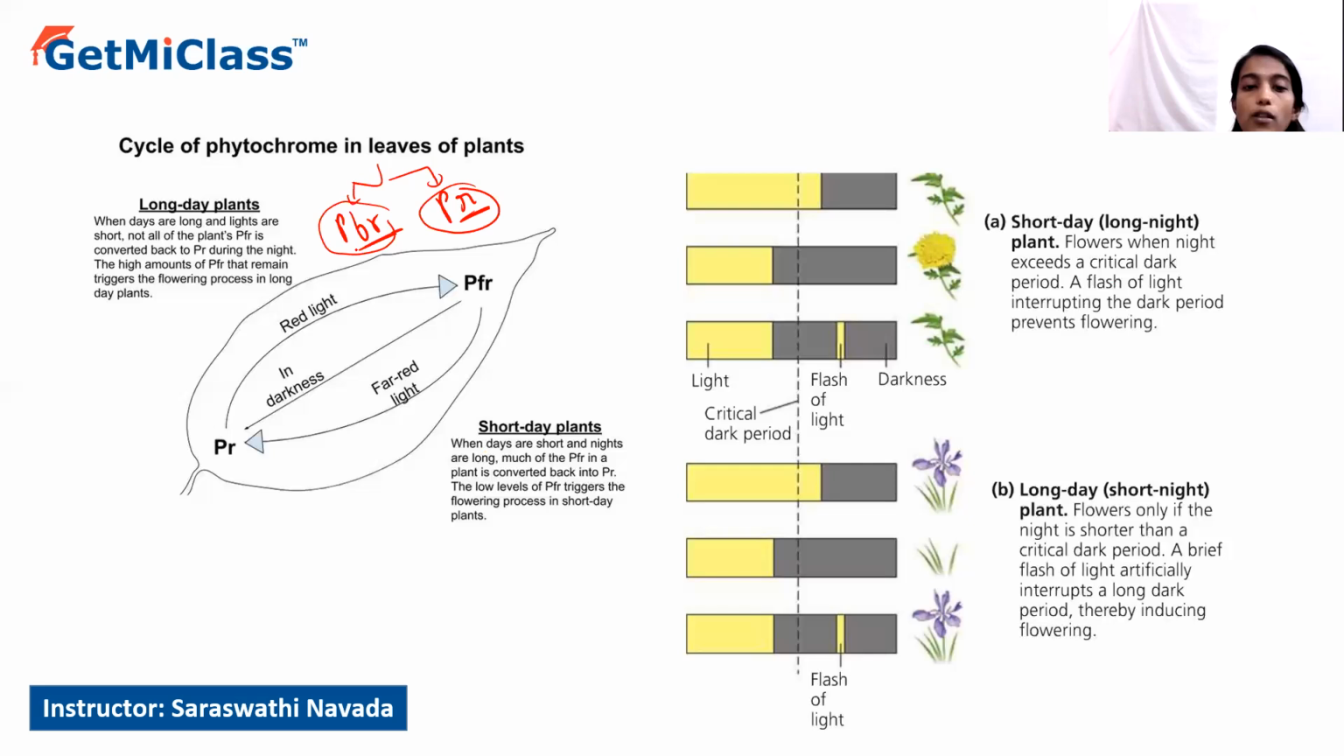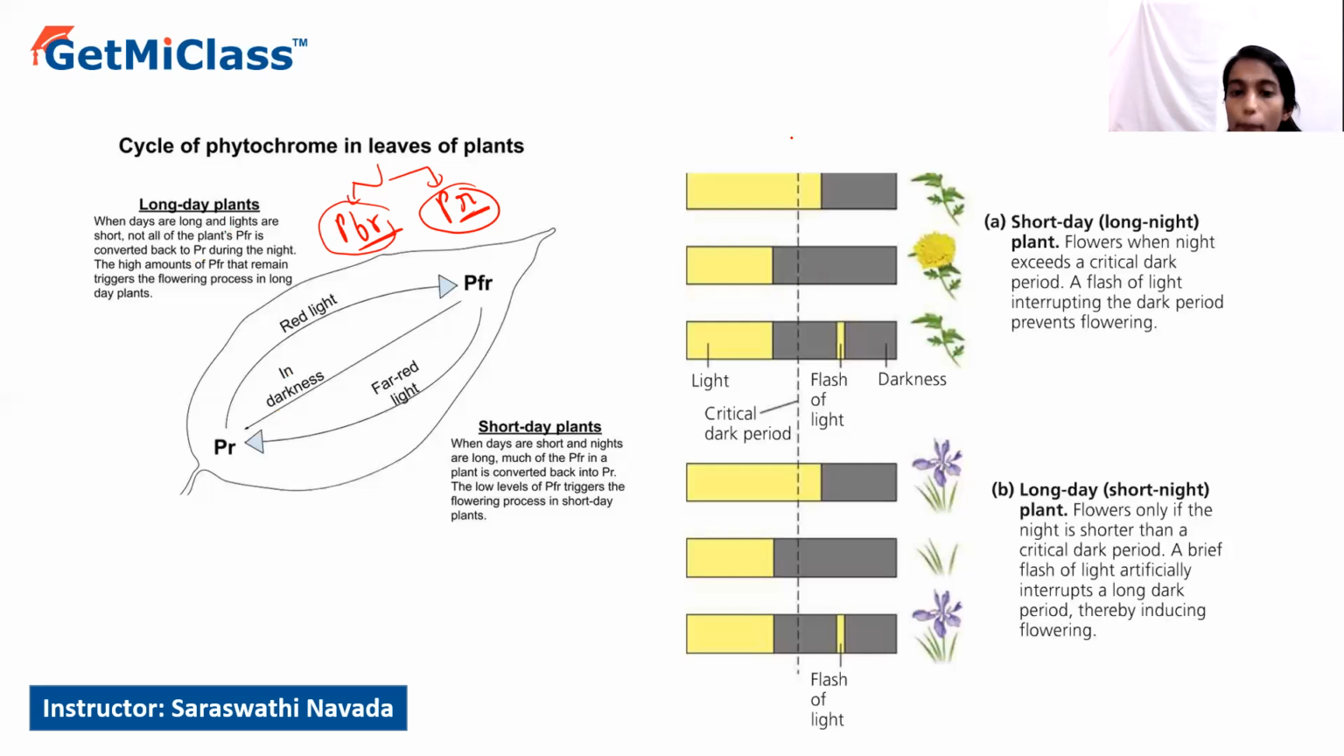Suppose we consider short day plants, or we can consider them long night plants. They will flower when the night exceeds a critical dark period. A flash of light interrupting the dark period will prevent flowering. Generally what happens is that in the darkness, the PFR form is converted back to the PR form. And if the dark period is prolonged, the concentration of the PR form will be more and the concentration of the PFR form will be less.